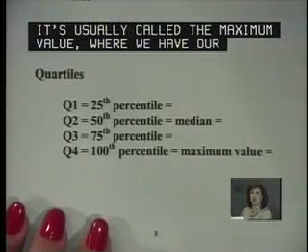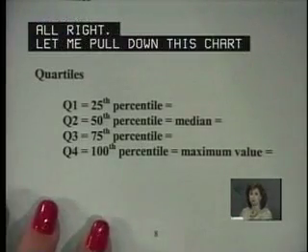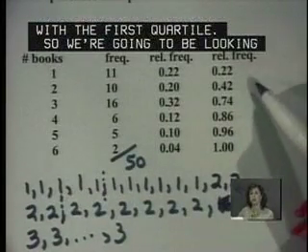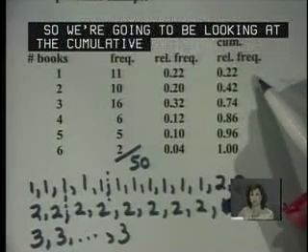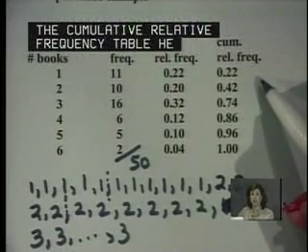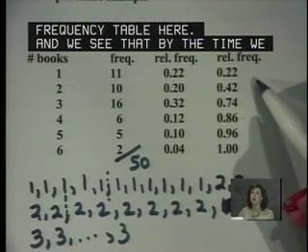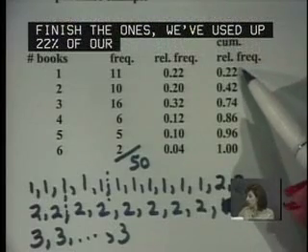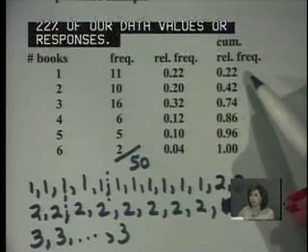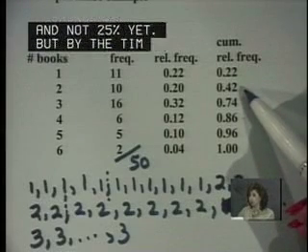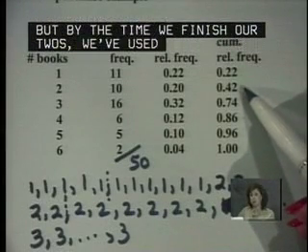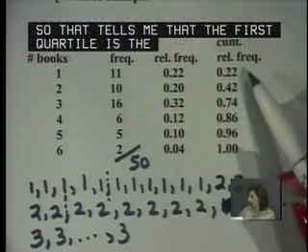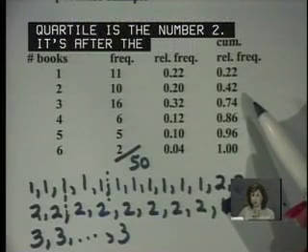All right, let me pull down this chart again and see if we can come up with the first quartile. So we're going to be looking at the cumulative relative frequency table here. And we see that by the time we finish the ones, we've used up 22% of our data values or responses, and not 25% yet. But by the time we finish our twos, we've used up 42%. So that tells me that the first quartile is the number 2. It's after the ones finish, but before the twos finish.